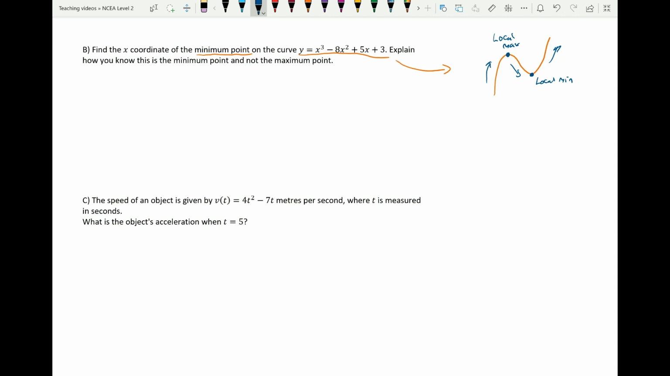So remember from before, we said that turning points happen where f dash of x equals 0, whether it's a minimum or a maximum. So we first of all need to differentiate and then solve for when f dash of x equals 0. So again, anything to do with gradients, always a differentiation question. Okay, so let's differentiate. So dy over dx equals 3x squared minus 16x plus 5. So we know that dy over dx, or f dash of x, is 0.